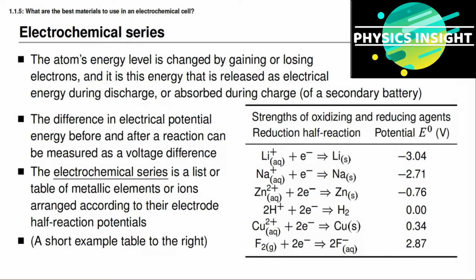The table to the right of the slide shows a short example of what an electrochemical series looks like. The top row shows the chemical reaction of a positively charged lithium ion plus a negatively charged electron becoming a neutral lithium. More specifically, the subscript aq informs us that this lithium cation is in aqueous solution, which means that it is dissolved in water. And the subscript s informs us that the product lithium will be in solid metallic form. This half reaction is said to have an electrode standard potential of negative 3.04 volts.